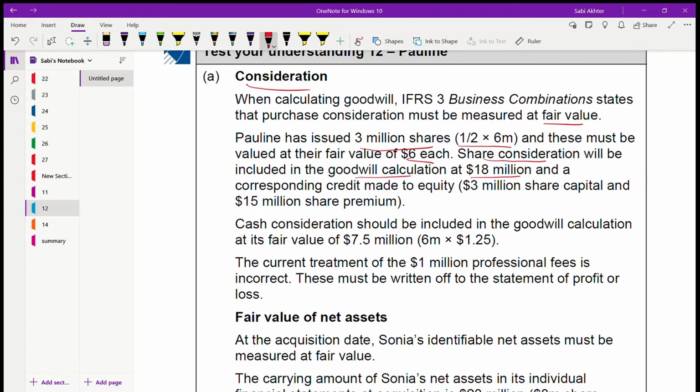See, it does not matter what type of consideration it is. It could be shares, it could be cash consideration, it could be contingent consideration, any type of consideration is always included in the goodwill calculation. Okay, if it's an expense, then it is in the profit and loss account. The share consideration is 18 million because 3 into 6. Out of this, 3 million is for the share capital and the balance 15 is in the share premium.